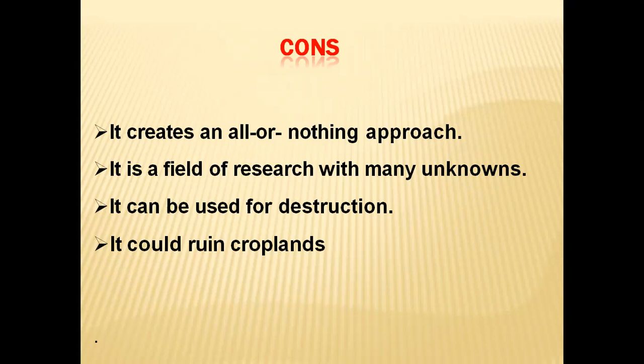It could ruin croplands also. Scientists may think that this would be good, so let us produce this type of genetically modified organism. But they don't know the consequences of that genetically modified organism. So it may ruin the croplands, or it may ruin the other animals which are present in the ecosystem. So that is also possible. Why? Because many unknowns are there in this biotechnology, so the consequences cannot be foreseen by the scientists. So this is also another con of this biotechnology.